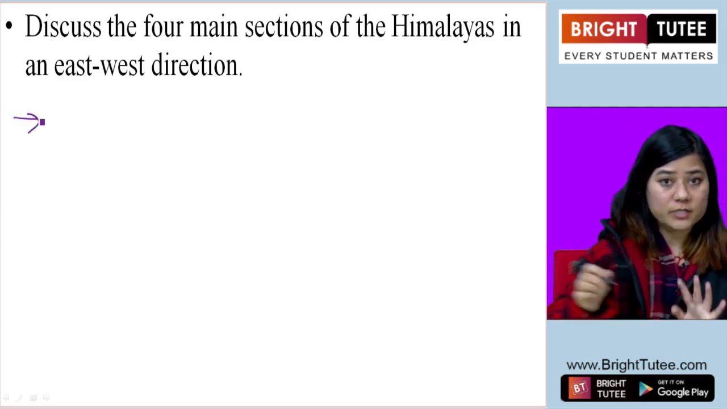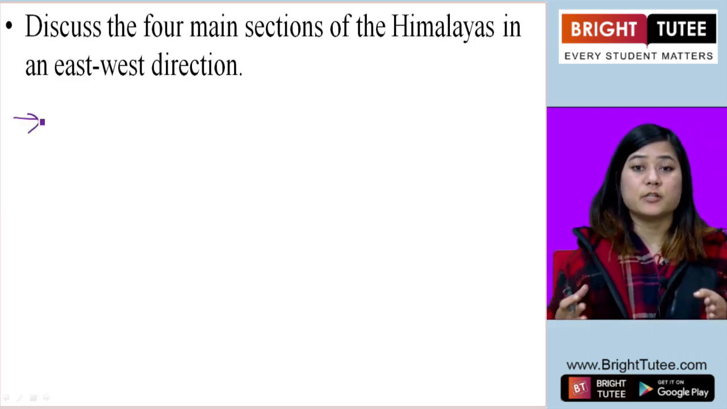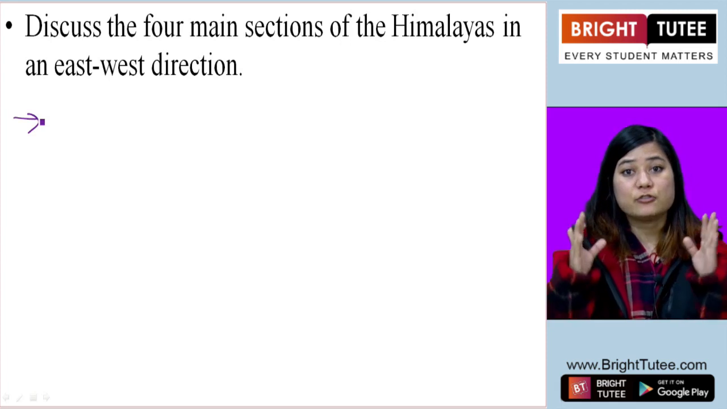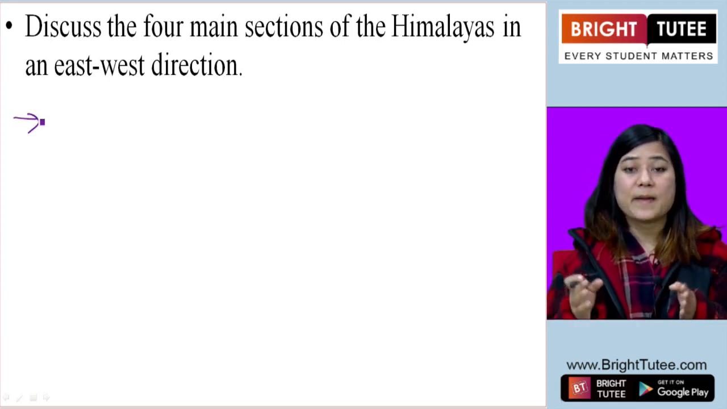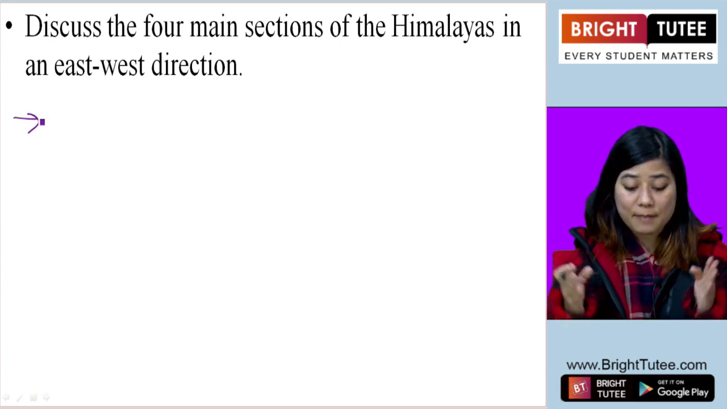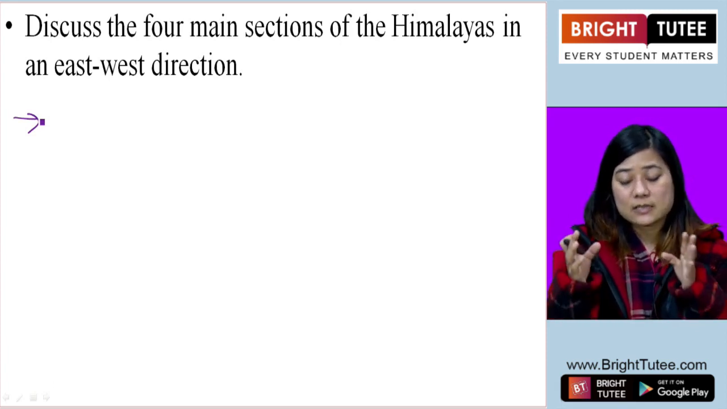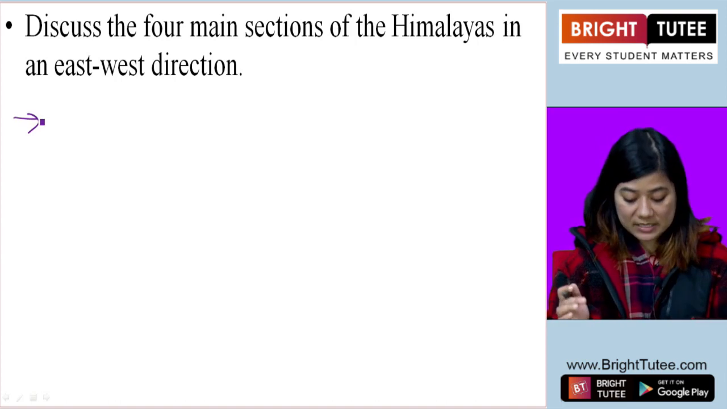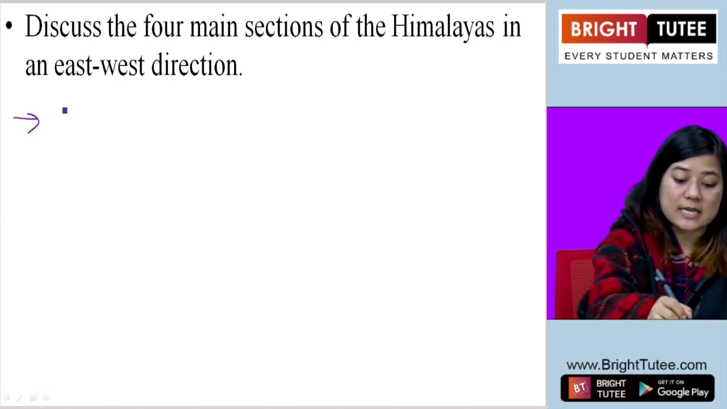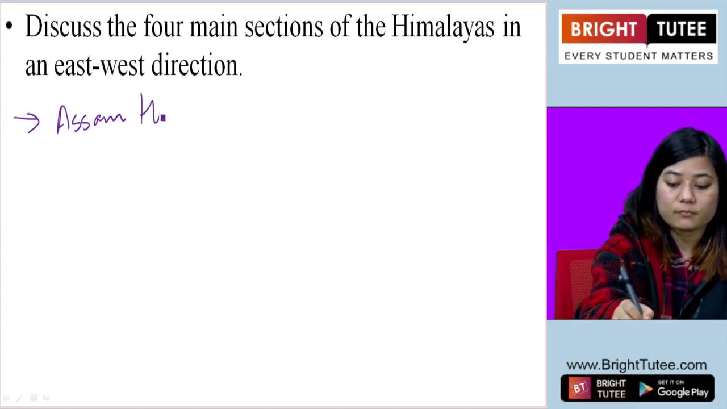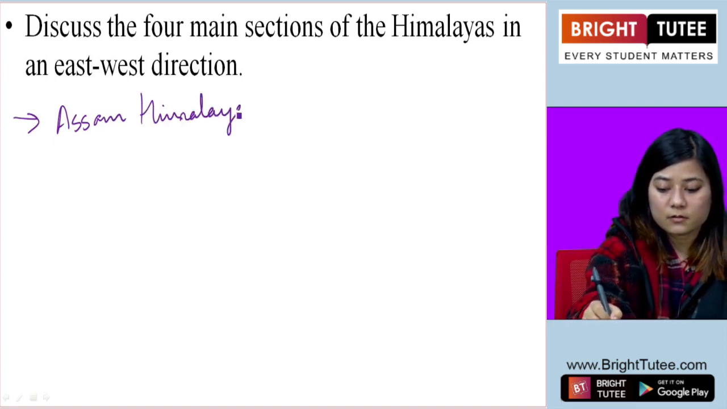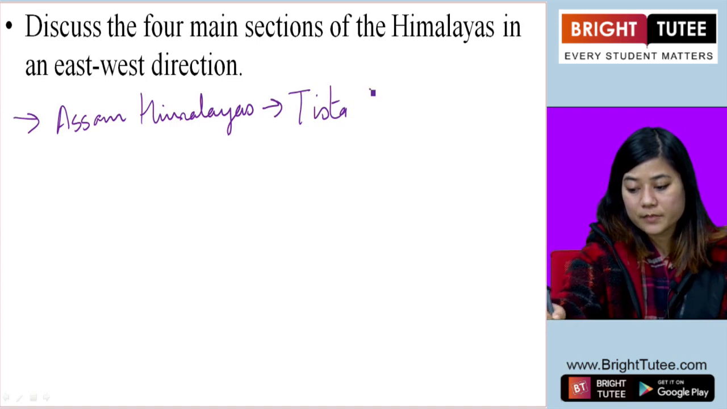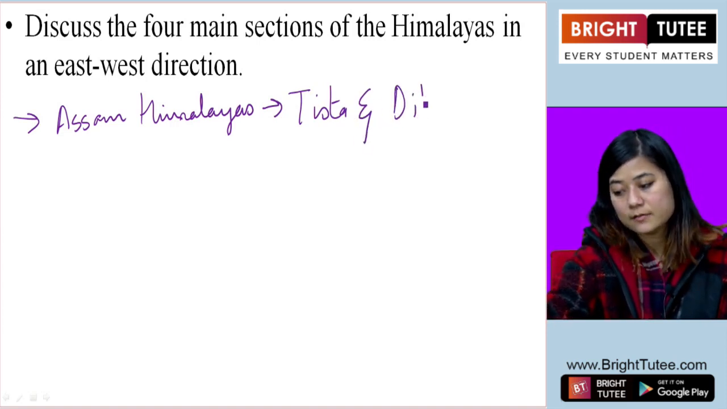Okay, so this four division can be made according to the rivers which bound these mountain ranges. Okay, so it can be divided into different mountain ranges depending upon the rivers that bound it, that limit it, or that differentiate it from the other as we move to the west from the east. So the first one from the east is Assam Himalayas. And this is bounded by the rivers Tista and Dihang.